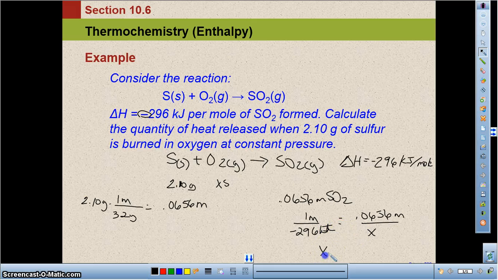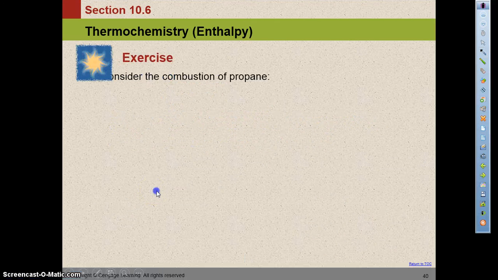So we're going to cross multiply and solve for x. So 296 times 0.0656. So x equals 19.42 kilojoules. And I'm going to put a negative sign here indicating it's still an exothermic reaction. Now you look at it and say, does this make sense? Well, it does make sense because if 1 whole entire mole is going to give off almost 300 kilojoules, then it makes sense to say that about 6/100ths of a mole should give off quite a bit less, which is 19.42 kilojoules.